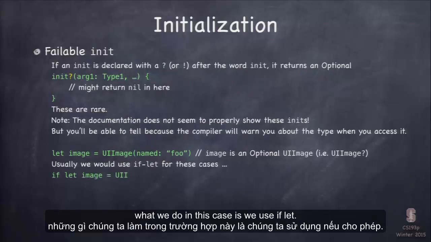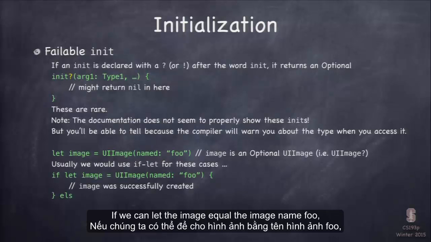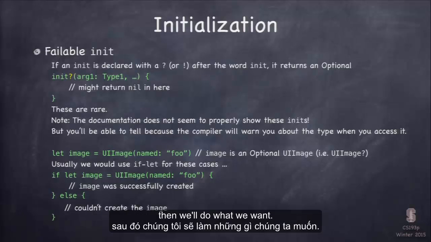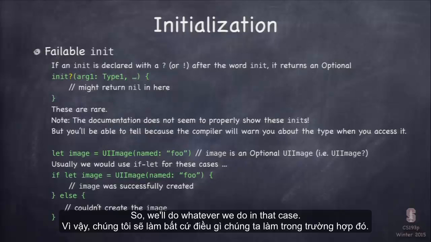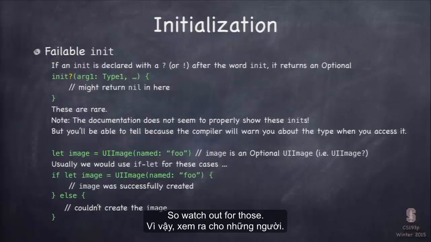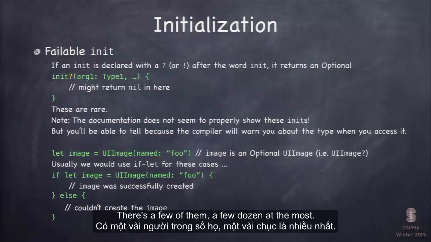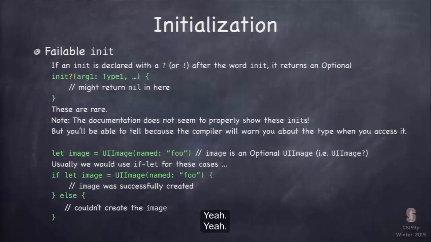So usually what we do in this case is we use if let. Right? If we can let the image equal the image named foo, then we'll do what we want. Otherwise, we couldn't find it, so we'll do whatever we do in that case. Okay? So watch out for those. There's very few of them, a few dozen at the most.